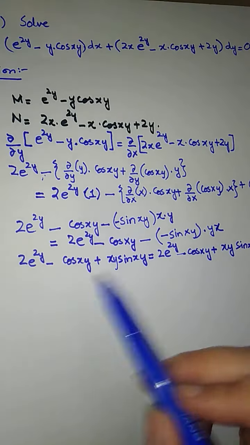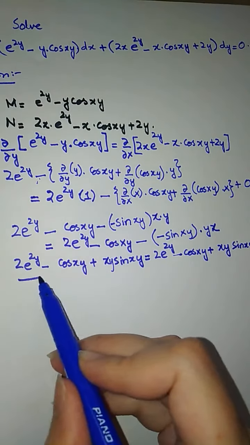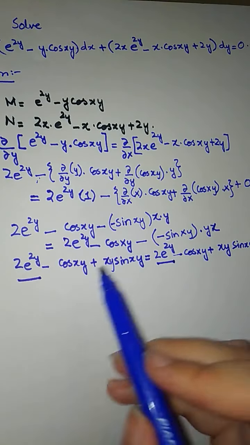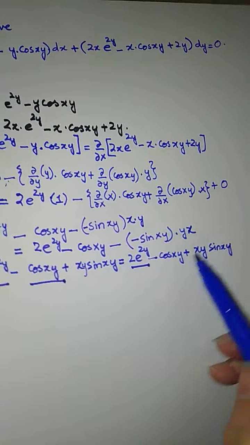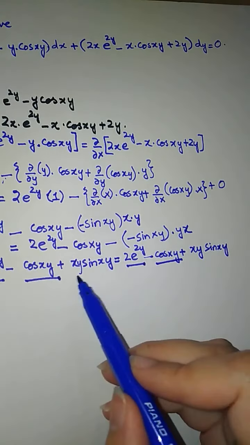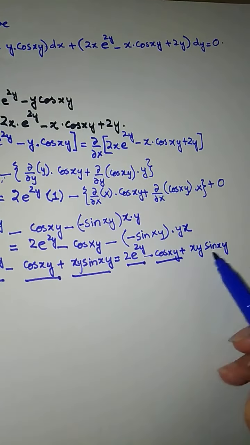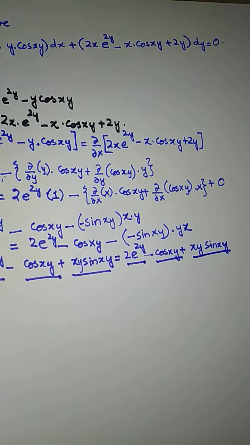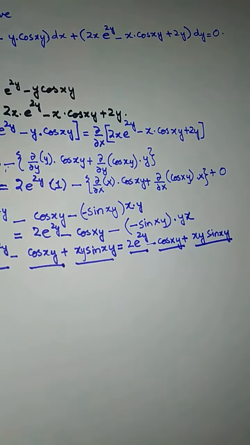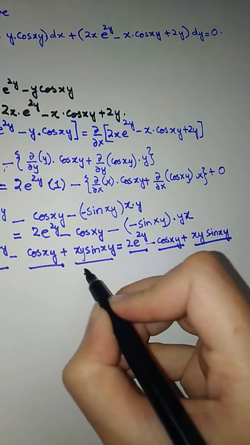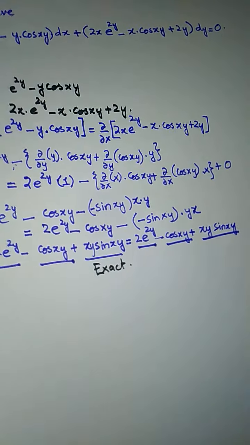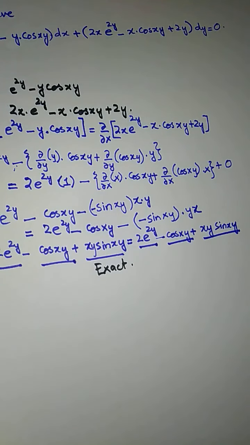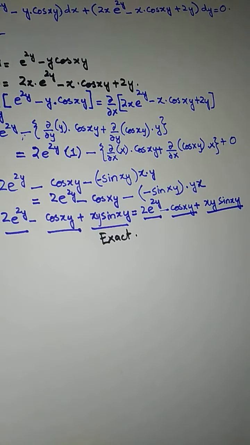Both sides are equal. 2e to the power 2y is equal to this, minus cos of xy equals minus cos of xy, xy into sine of xy equals xy into sine of xy. So we can say that this equation is exact. To solve this equation, I am using the alternative method.